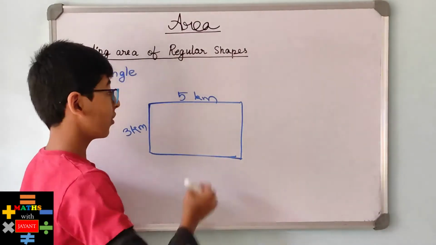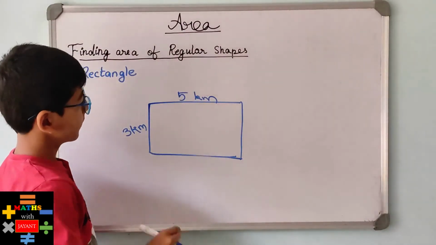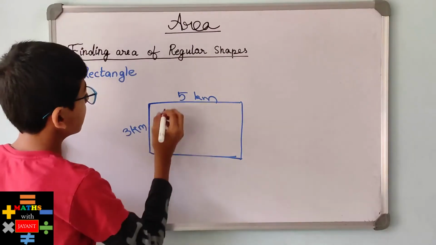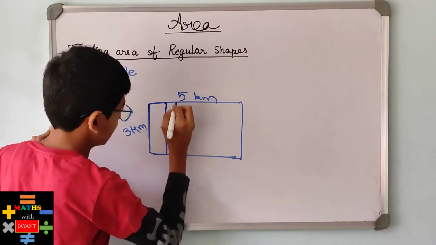Now you remember, for the square we had divided. Over here also we can divide. So we have 5 kilometers. We will divide this into 5 equal parts of 1 kilometer each.